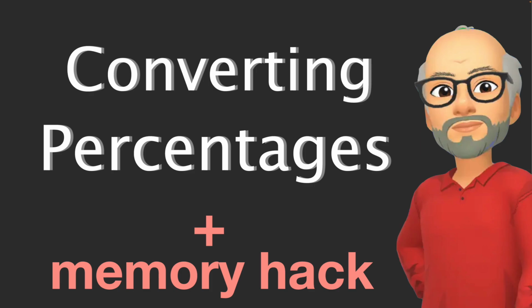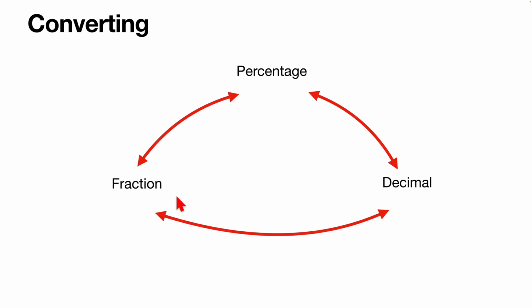Converting percentages into fractions and decimals is pretty useful. You can represent a value between 0 and 1 as a percentage, as a fraction, or as a decimal. And it's really helpful to be able to convert from fractions to percentages to decimals without a great deal of effort. So if we have 50%, we know it's a half and we know it's 0.5.